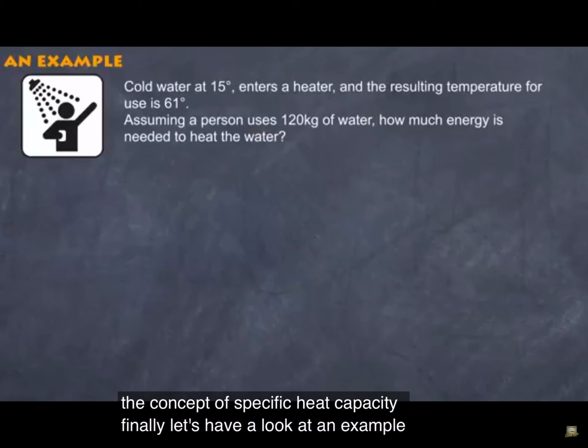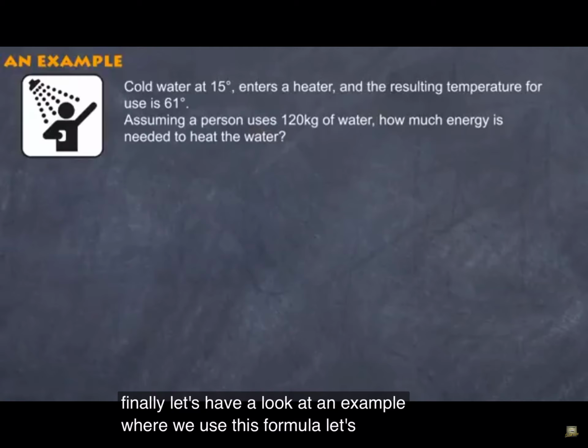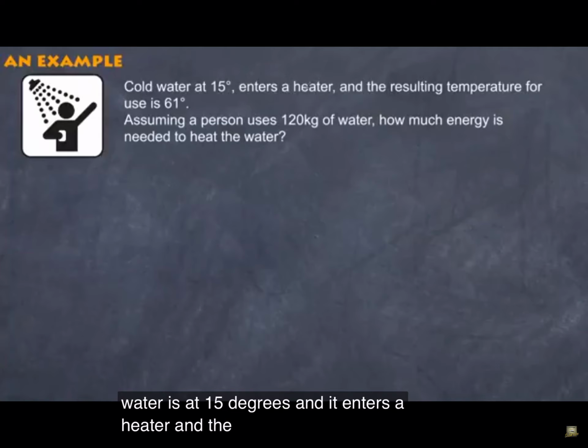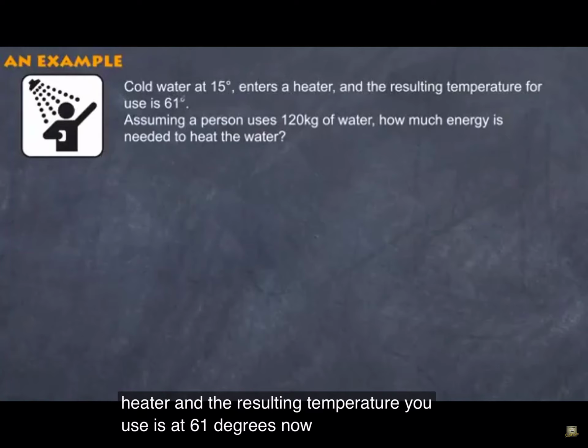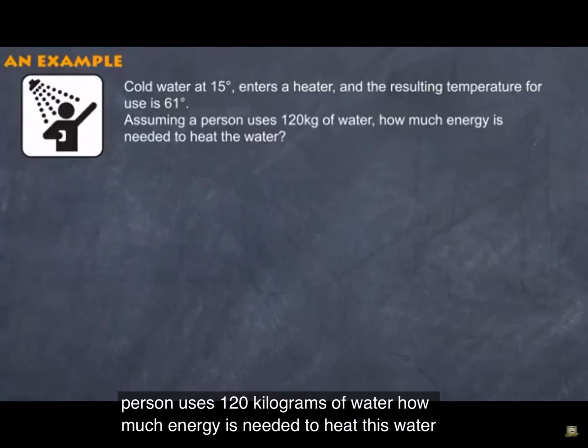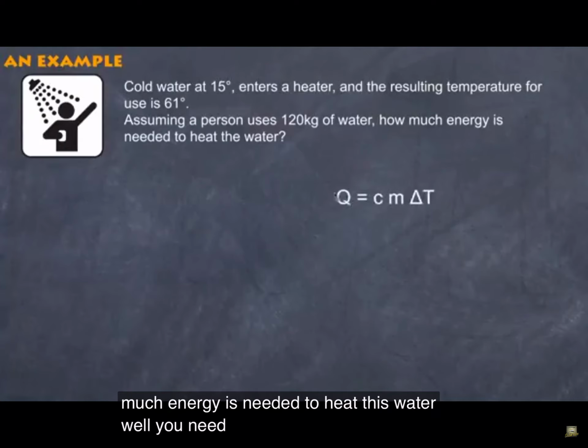Finally, let's have a look at an example where we use this formula. Let's say cold water is at 15 degrees and it enters a heater, and the resulting temperature you use is at 61 degrees. Now, assuming a person uses 120 kilograms of water, how much energy is needed to heat this water? Well, you need this formula.